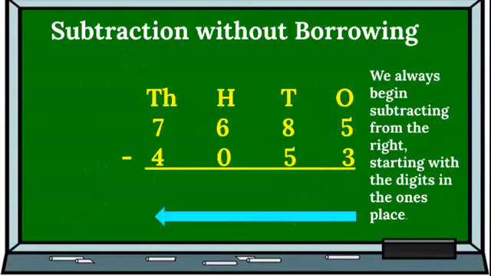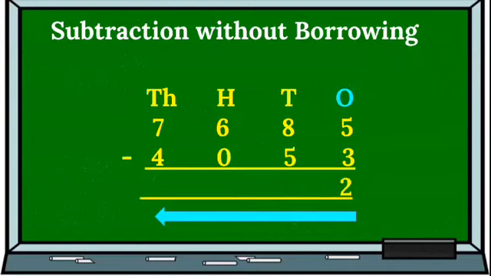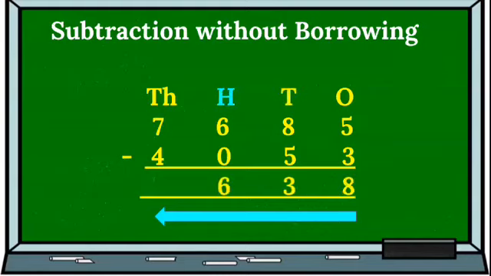So let's begin. 5 take away 3 gives us a difference of 2. So we can subtract since our number at the top is larger than the number below. If we move to the tens, we see we have a larger number on top and a smaller number below. So 8 take away 5 gives us a difference of 3. Move on to the hundreds. Larger number on top, smaller number below. 6 take away 0 gives us a difference of 6.